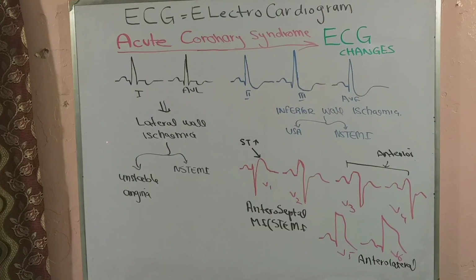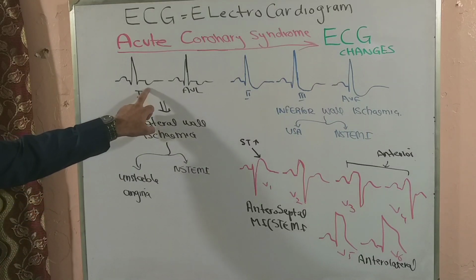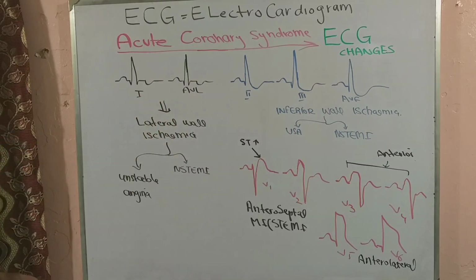Now, if you look carefully, there is a benefit of having ECG, because this way actually you can find out which wall of the heart is under ischemia or it has got a compromised blood supply, and from that you can also assess which coronary artery can it be. For example, if the change is here, this is the change in T-wave inversions. If the change is in 1 and AVL, this is known as lateral wall ischemia.